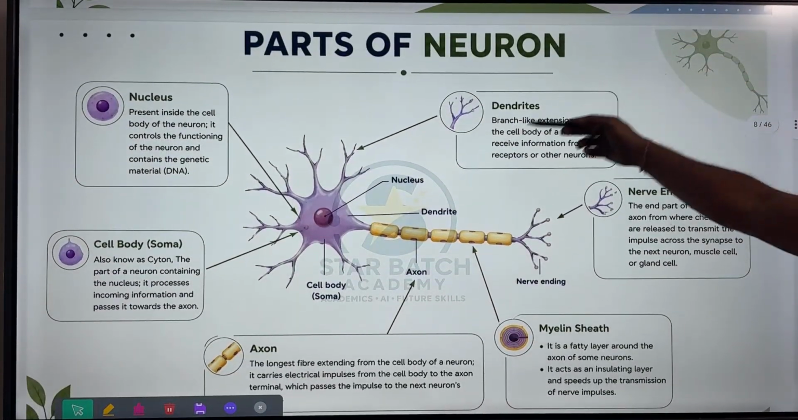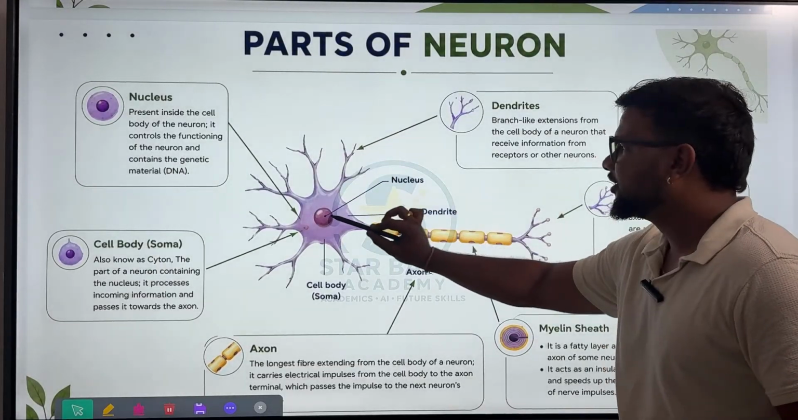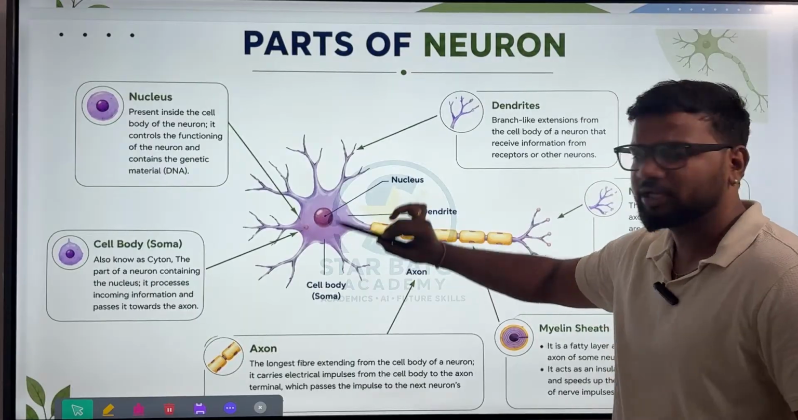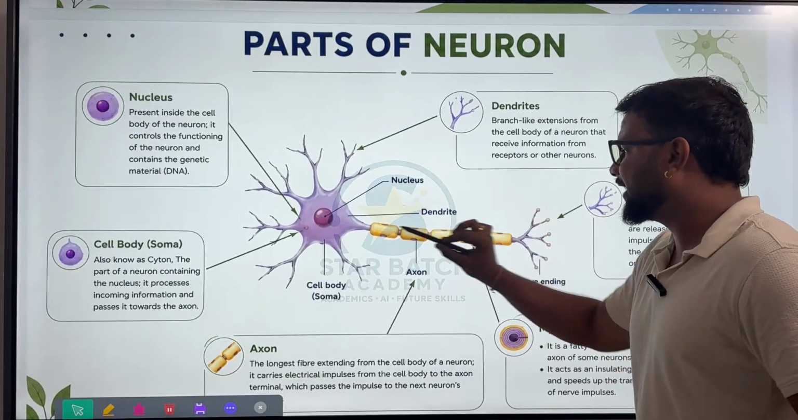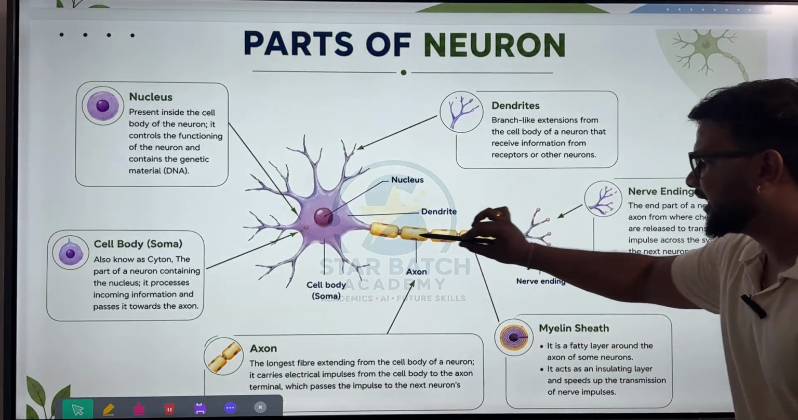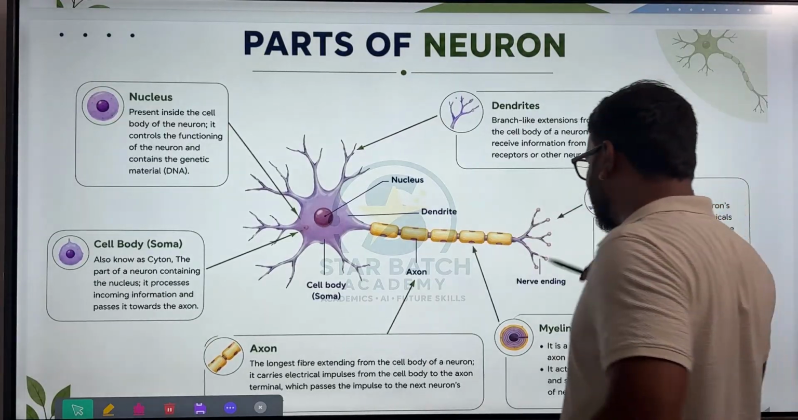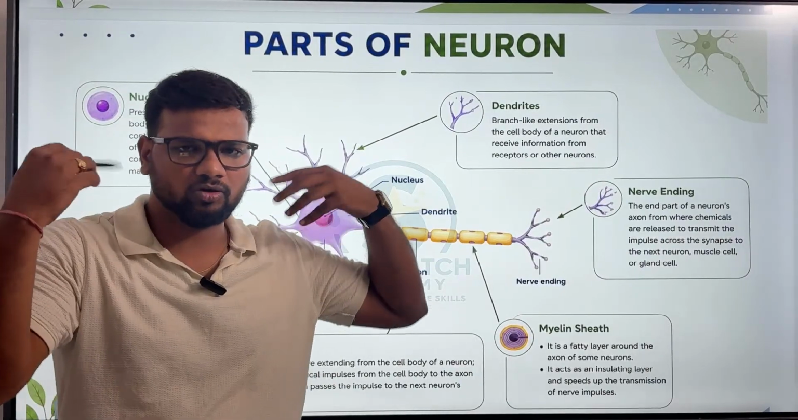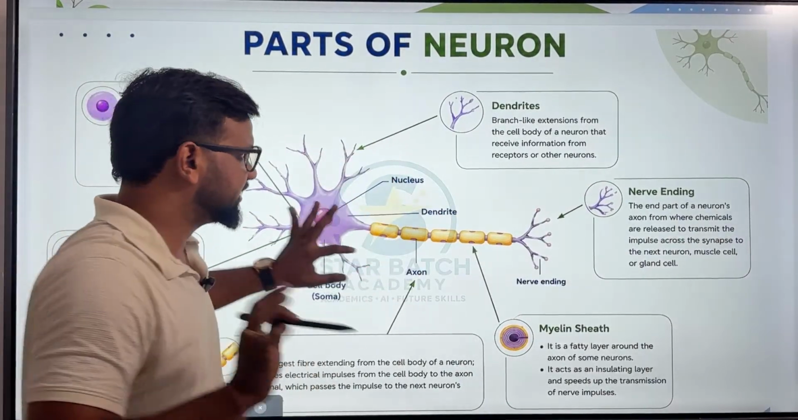Parts of a neuron. Here we have the parts: dendrites, then the cyton or cell body, soma. And this is the axon. The axon is covered with myelin, and this is the nerve ending, or we can call it the axon terminal.